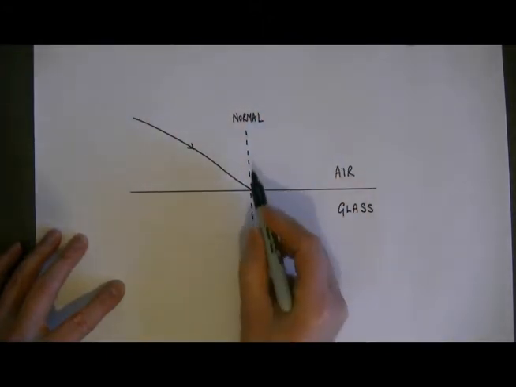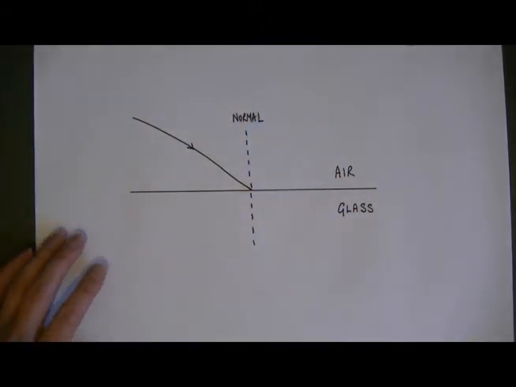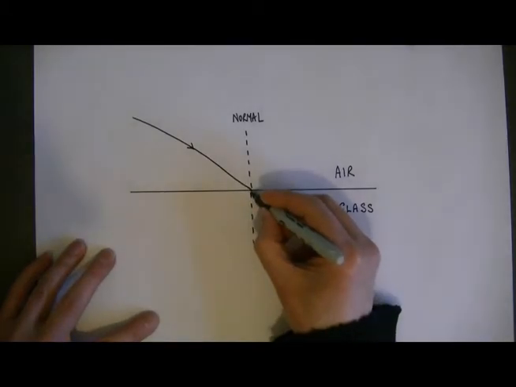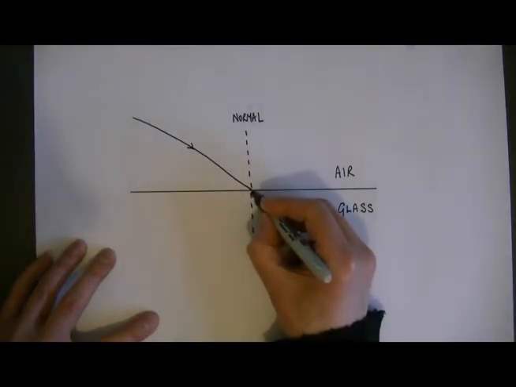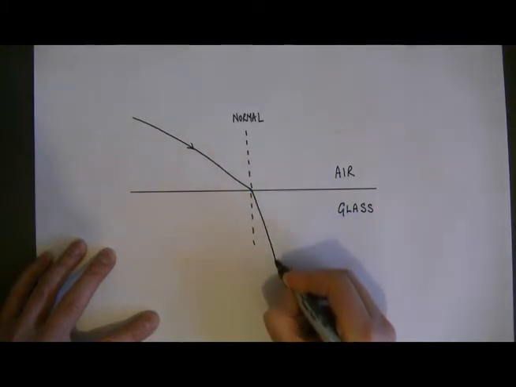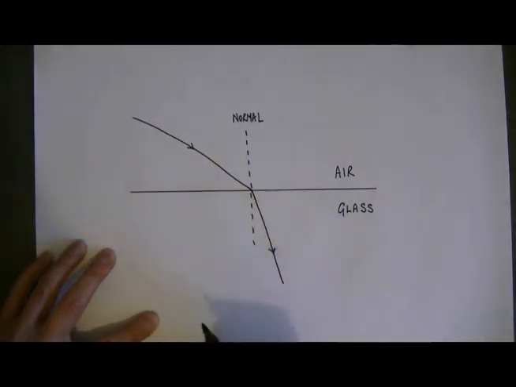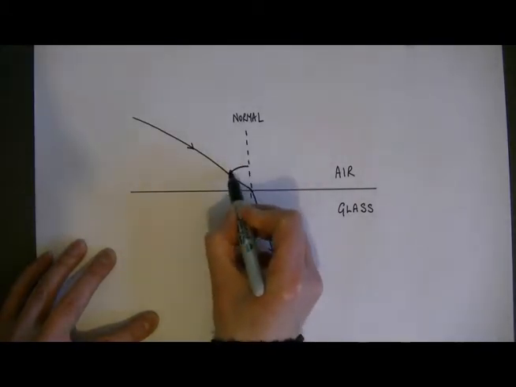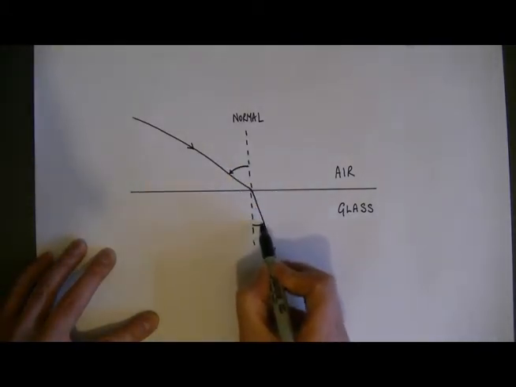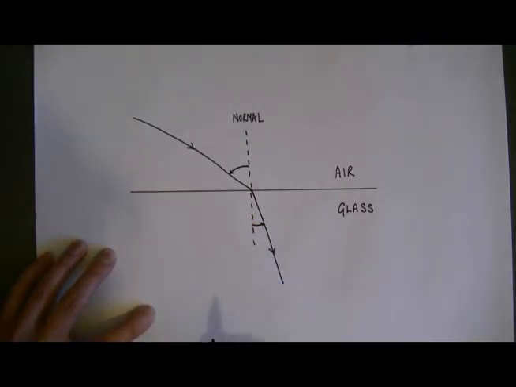which is a construction line at 90 degrees to the surface, and we see that when the light goes into the glass it bends, it changes direction like that, so the angle outside is bigger than the angle inside, and we say that the light bends towards the normal.